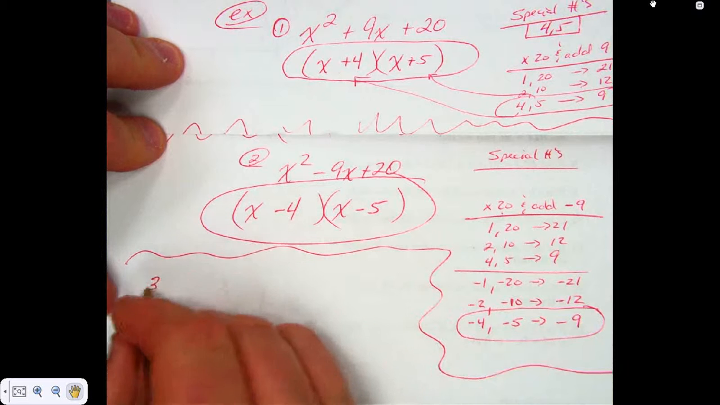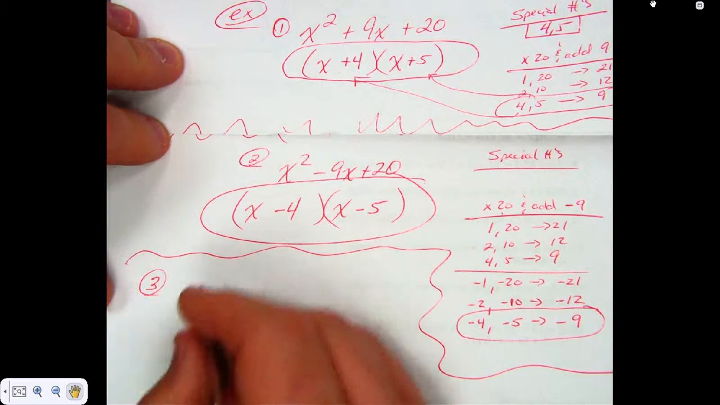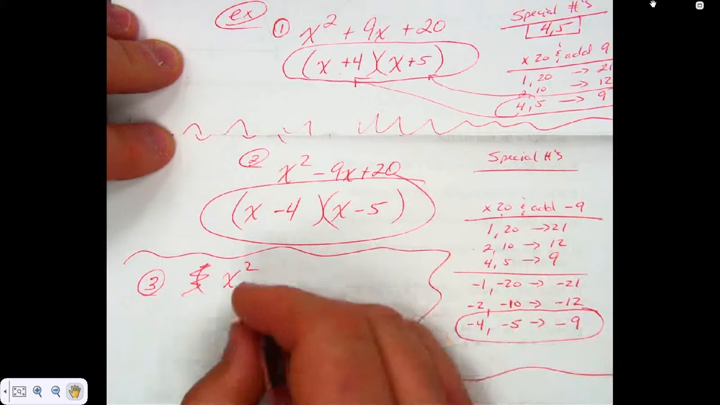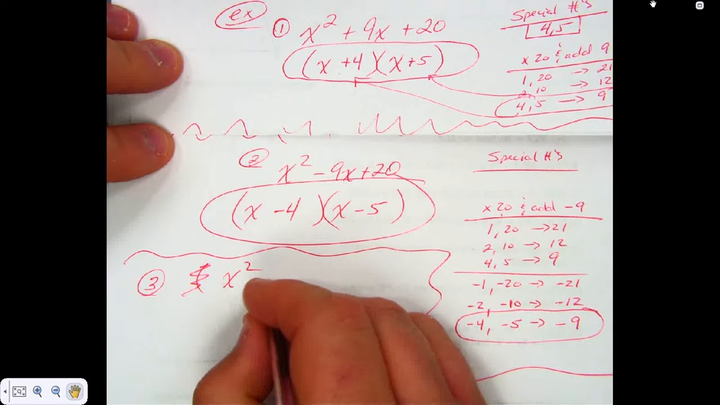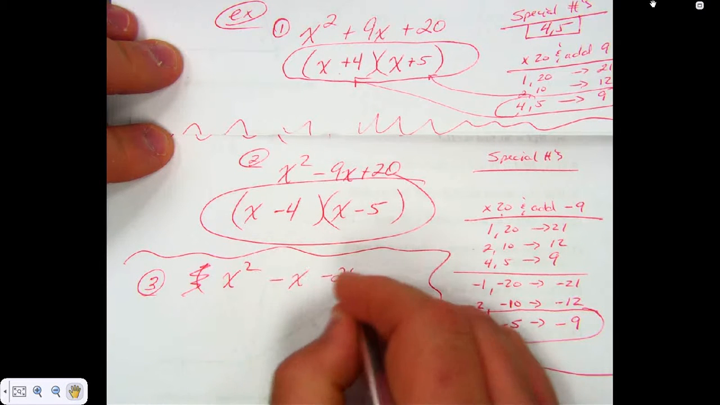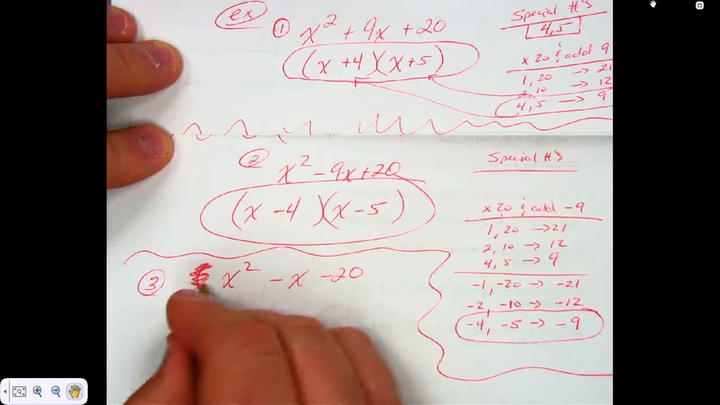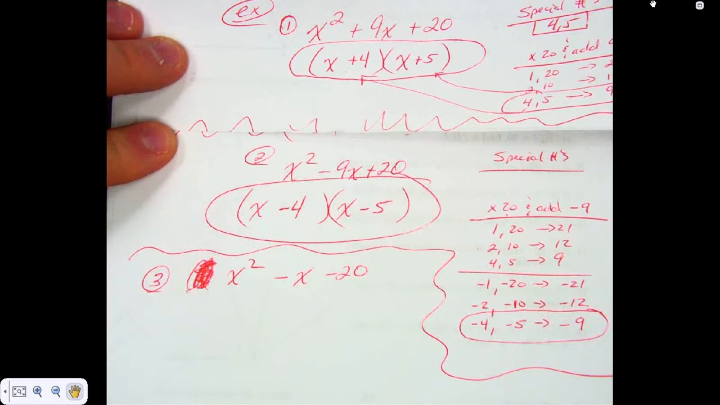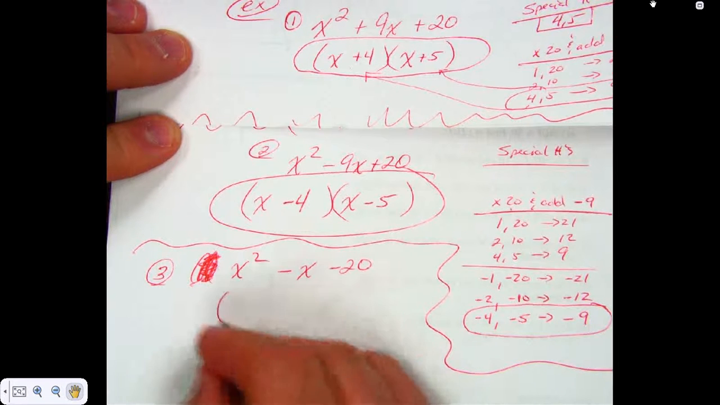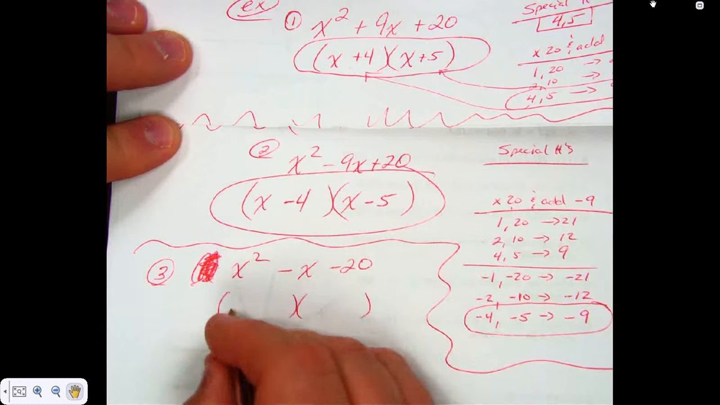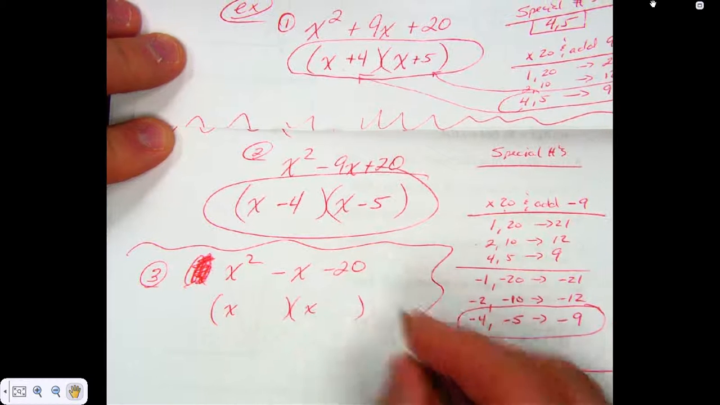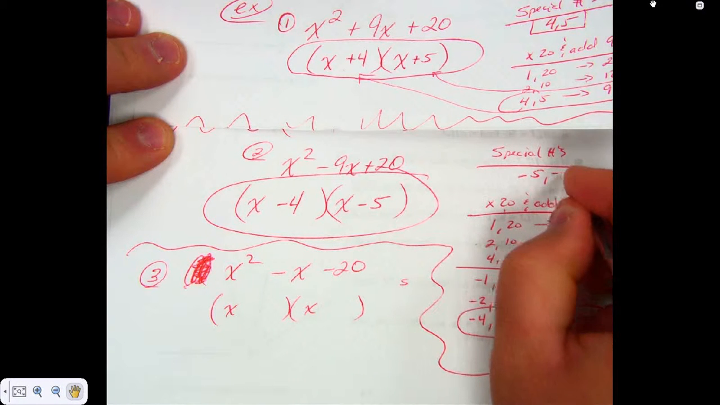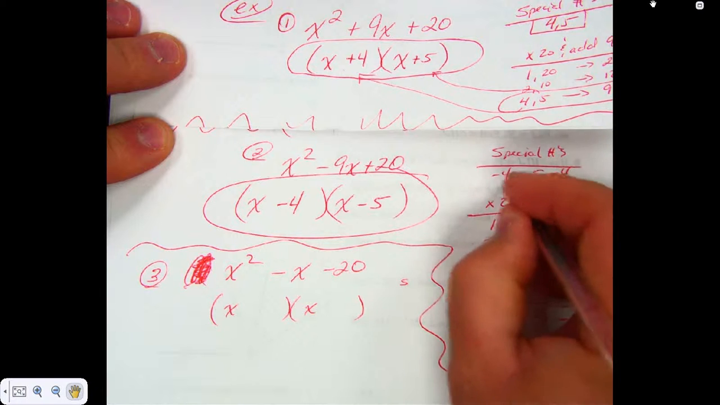I have one more problem to give you. X squared minus x minus 20. I want you guys to factor that. So first thing I'm going to do is draw what? 2 sets of parentheses, put an x here, put an x here. Here I found my special numbers to be negative 5, negative 4, right? Or negative 4 comma negative 5.